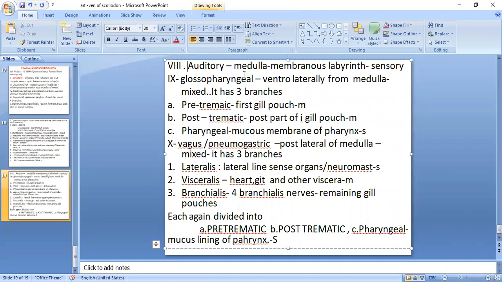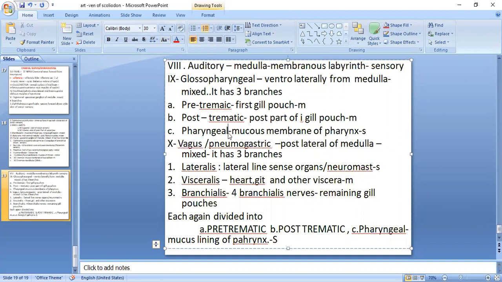The ninth one is the glossopharyngeal nerve. Okay, and it also has three subparts: pretrematic, posttrematic, and pharyngeal. Okay, so the tenth one is the vagus.